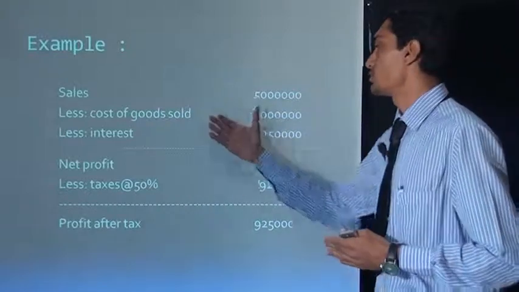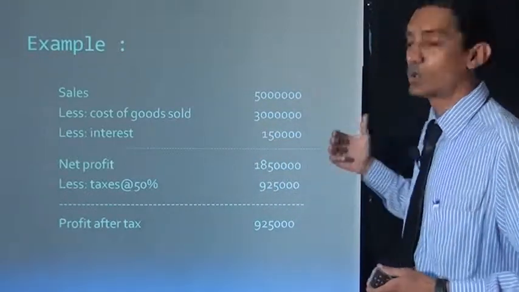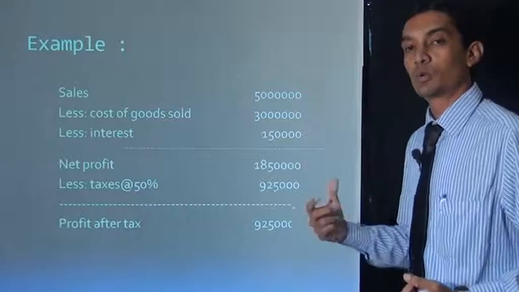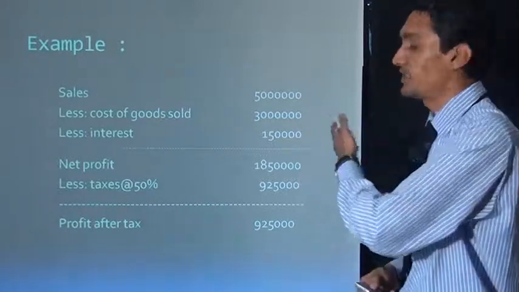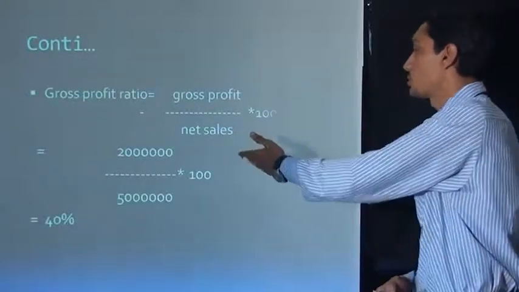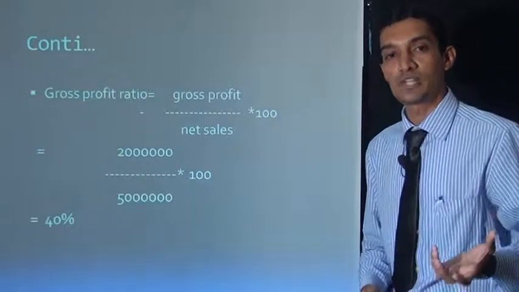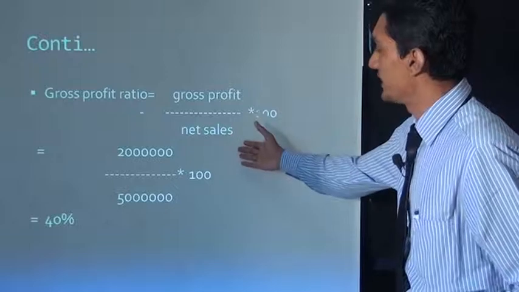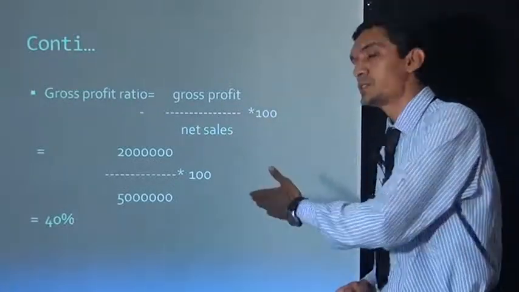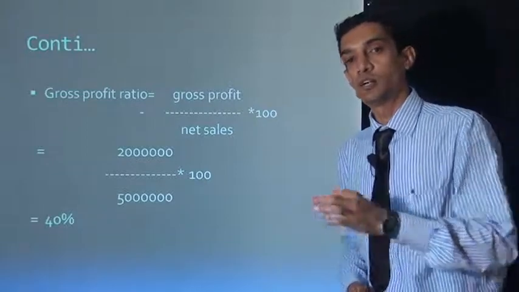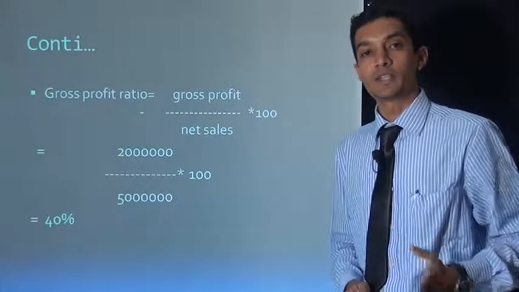So in that situation, sales minus cost of goods sold, we get the gross profit: 15 lakh minus 13 lakh. So we get the gross profit of 20 lakh. Now gross profit is 20 lakh, and there is no sales return for net sales. So 20 lakh divided by 15 lakh, multiplied by 100. So in that situation the ratio comes to 40%.